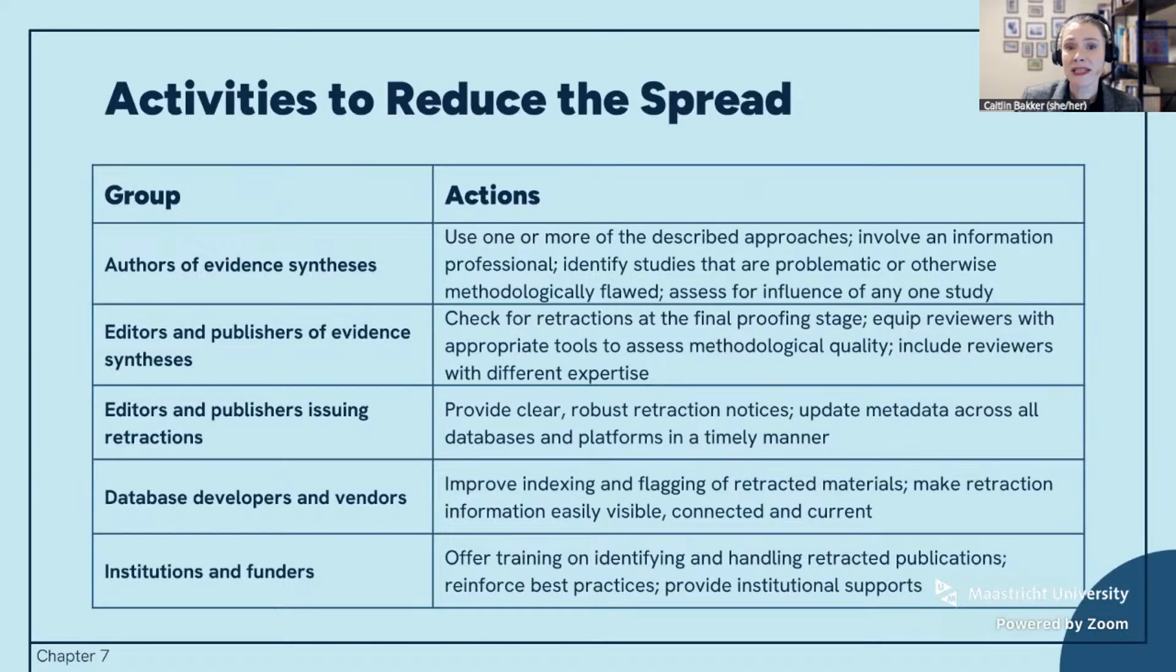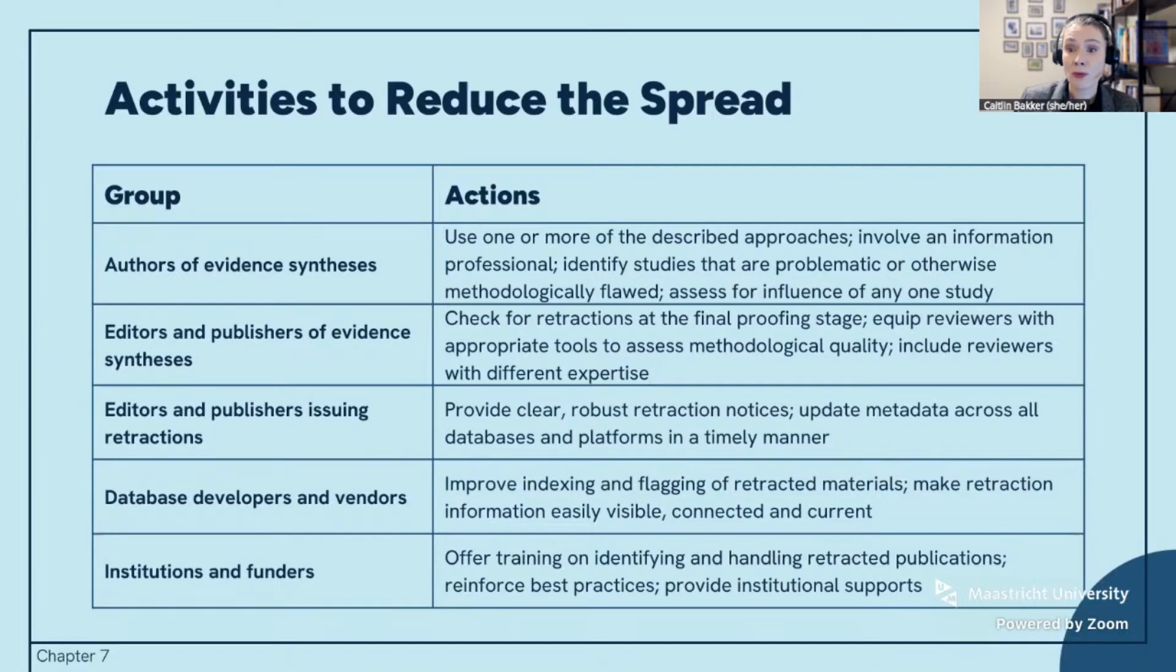So while there are several systemic issues that pose challenges, including opaque retraction notices, inconsistent indexing, and a lack of standardization amongst publishers and platforms, there are also actions that can be taken by different parties to help address these challenges. Authors of evidence syntheses should use one or more of the identification approaches previously outlined, and should include an information professional or a librarian on the review team, not only to ensure a high-quality search, but also to ensure appropriate implementation of one of those aforementioned approaches.